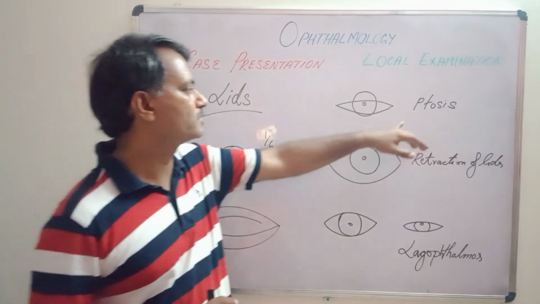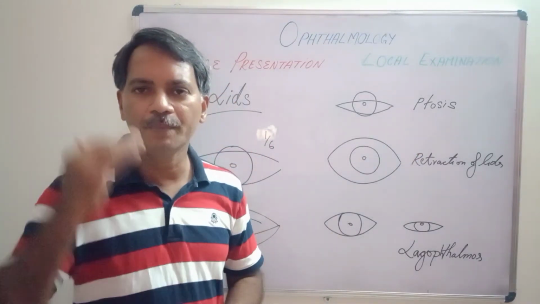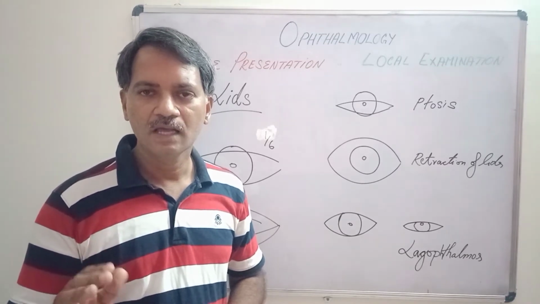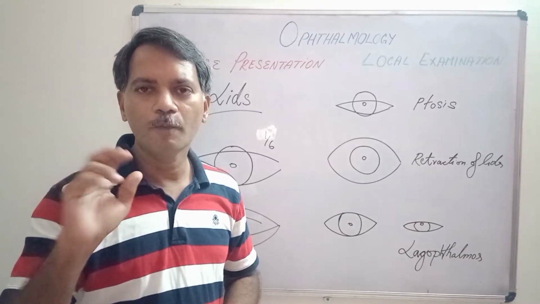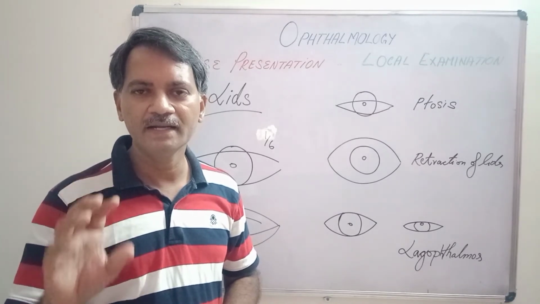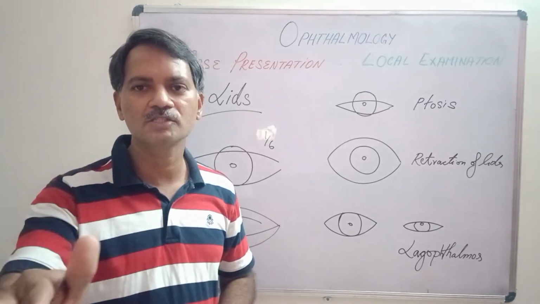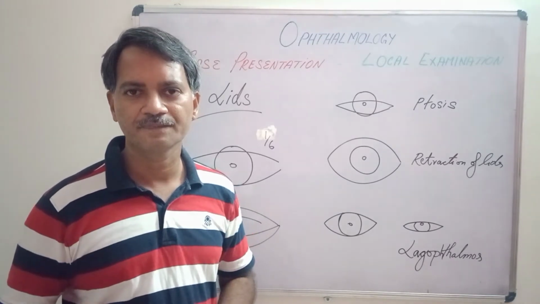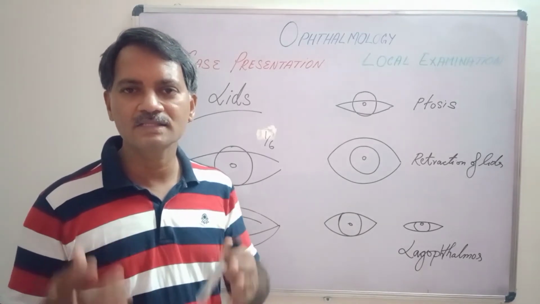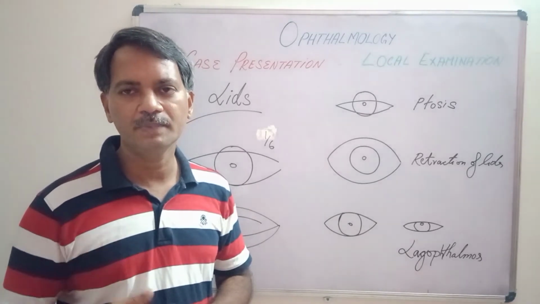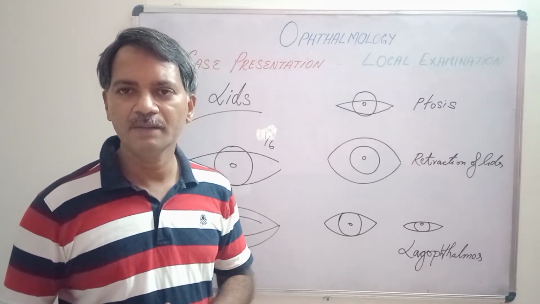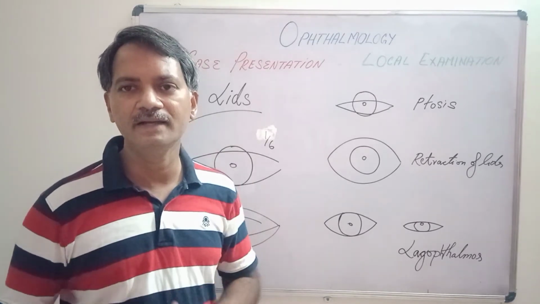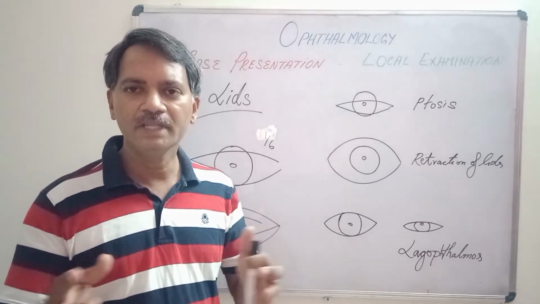The first thing is ptosis. Ptosis is nothing but drooping of the upper eyelid. Drooping means even when the eyes are fully opened by the patient, the lid covers more than 1/6 of the cornea. That is called as ptosis. There are several types of ptosis. Ptosis may be due to paralysis of levator palpebrae superioris muscle. It may be a mechanical ptosis. Swelling of the eyelid may drag the lid downwards. There are so many causes.